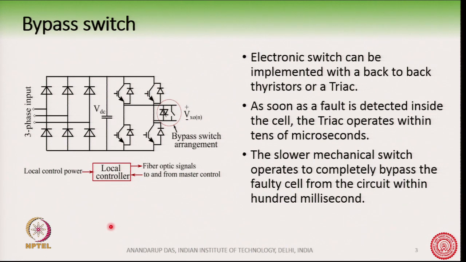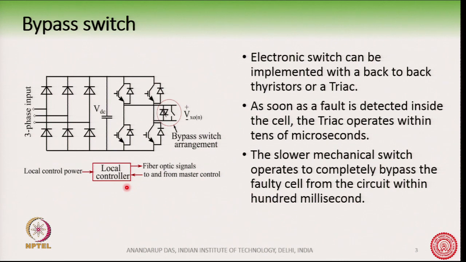This local controller basically gets its power from the DC link of the converter of the cell. From this DC link, the local controller is powered, and it communicates with the main controller, which runs the whole converter, through fiber optic signals. So, the necessary electrical isolation is maintained.